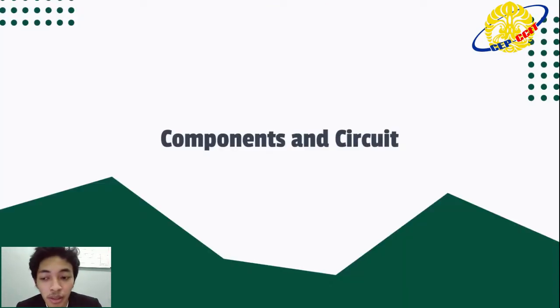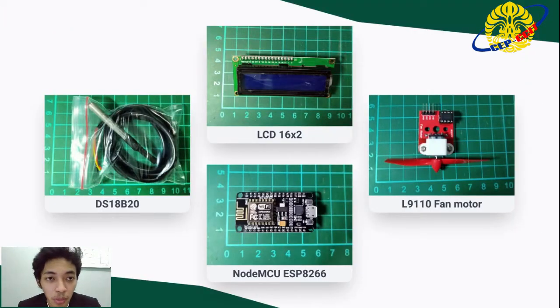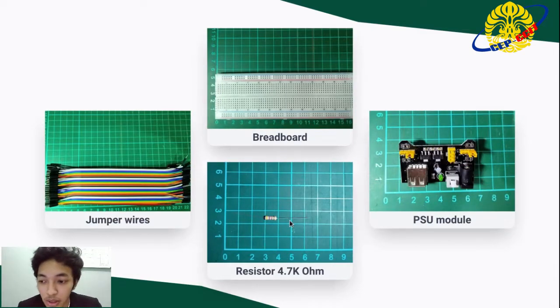Next are the components and circuit that I use in this project. I have several parts, but these are the four main components. This one is a sensor. I'm using the DS18B20 for the temperature sensor, this one is an LCD 16x2, and this is the actuator, a fan motor, and for the microcontroller I'm using the NodeMCU ESP8266. There are also other parts like a breadboard, jumper wires, a 4.7k ohm resistor, and an external power supply module.